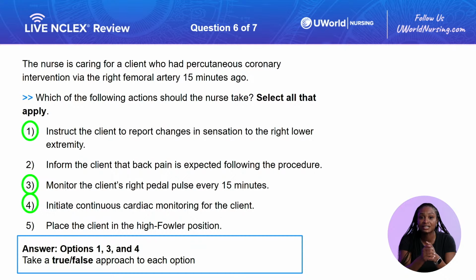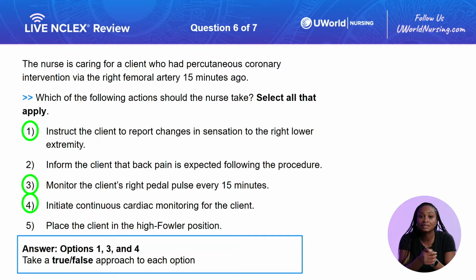Option 3, monitor the client's right pedal pulse every 15 minutes. Again, that goes with option 1. We're monitoring everything distally from that insertion or puncture site to make sure the circulation is adequate, the perfusion is adequate, and there are no complications, so we can leave it at that. And then option 4, initiate continuous cardiac monitoring for the client. This is something that we just do because this is a heart-related procedure. We want to make sure we don't cause any other arrhythmias, or send them into arrhythmias, because we possibly irritated a lot of the vessels to the heart. So we want to monitor them before, during, and significantly after a procedure like this.